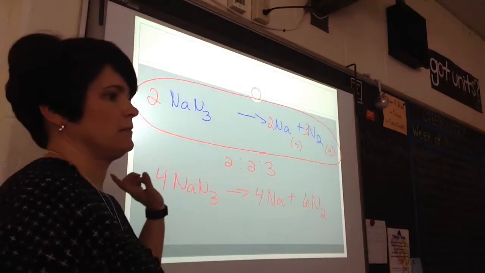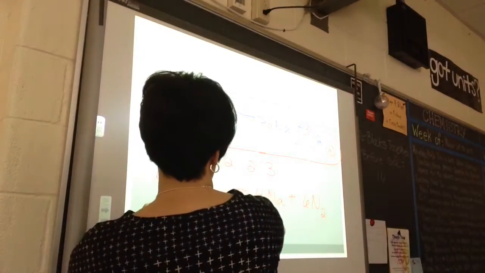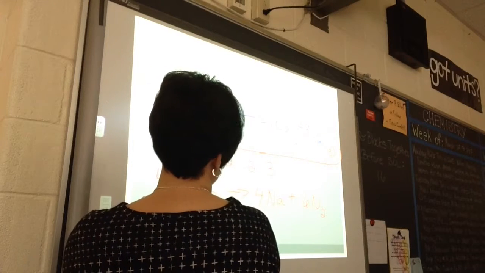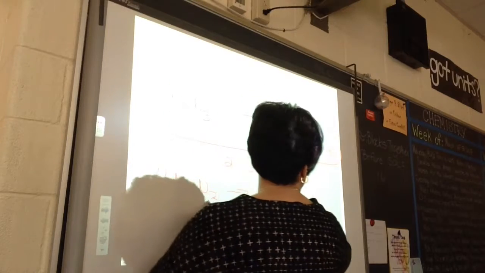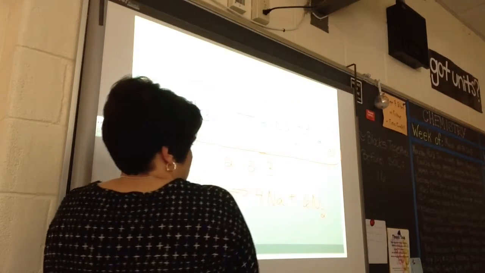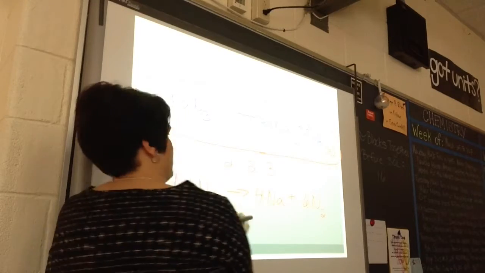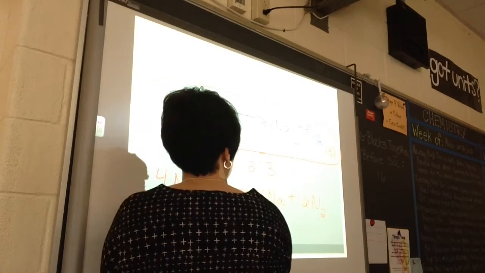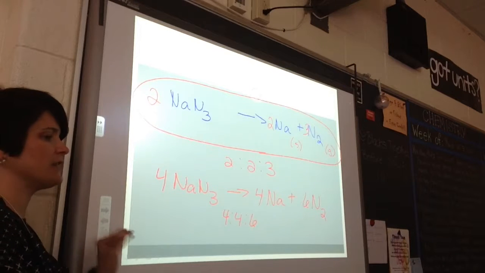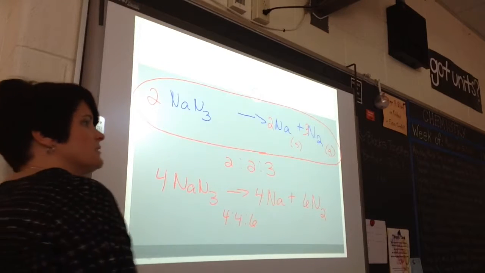If I had this, how many sodiums are on each side? 4. How many nitrogens? 12. How many here? 12. Okay? Is this balanced? Yes. But this is a 4-4-6 ratio. This is not how they go together. They go together in the simplest whole number ratio.